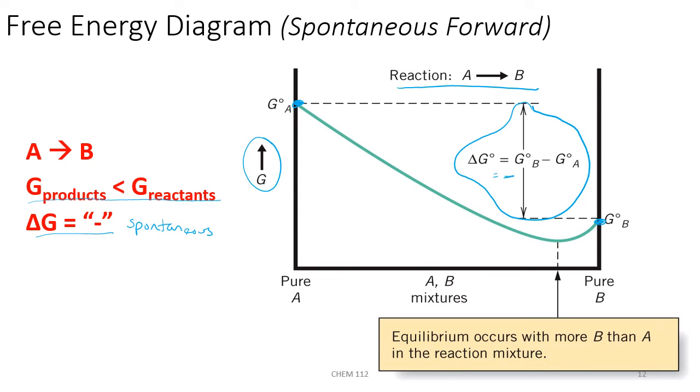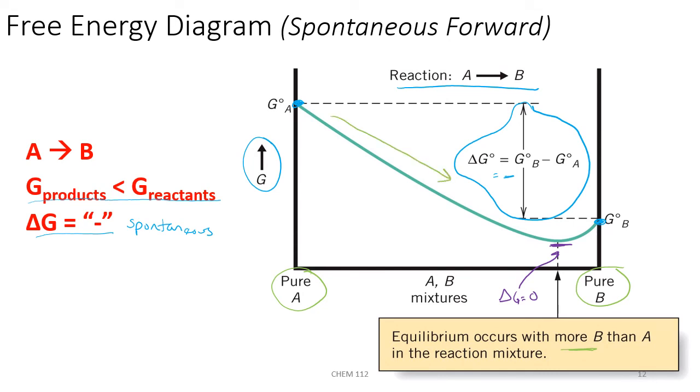Notice where equilibrium occurs in a spontaneous reaction. The free energy minimum, where the curve comes to its low point, or where delta G would be equal to 0, occurs closer to where pure B is than where pure A is. So reactant A was able to transform into product B and produce more B than we have A left over before the reaction reached equilibrium, due to the free energy lowering of A.